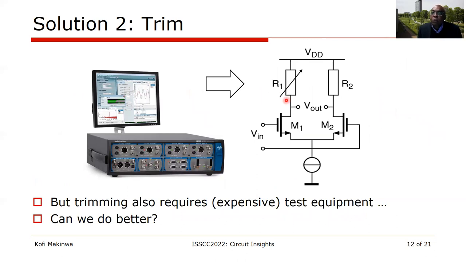There's one hidden drawback of trimming, and that's the fact that in order to trim, you have to adjust this resistor, and then you have to see what it does to your amplifier. So that means that you need measurement equipment. You need measurement equipment to input a well-defined input voltage, and you need measurement equipment to measure the output voltage so that you can calculate the gain. And that measurement equipment has to be more precise than the amplifier itself, and so it tends to be rather expensive.